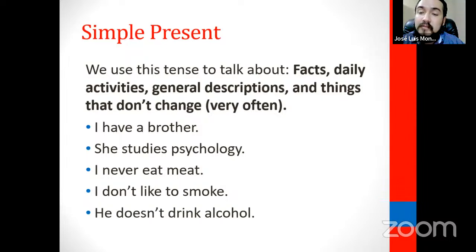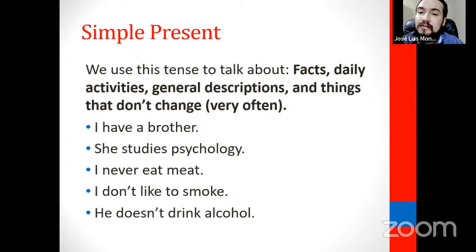For example, when you say, I have a brother, that's a fact. You have a brother because it is like that, and it's a description of reality. Then daily activities: things that are repeated or are part of your habits. So if you study a career, as in this case, she studies psychology, that's also a daily activity. She goes to the gym. Perhaps not daily, but this is a habit. She goes to the gym on the weekends. That's also a habit, daily activities in a certain way.